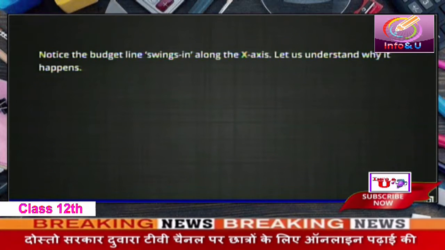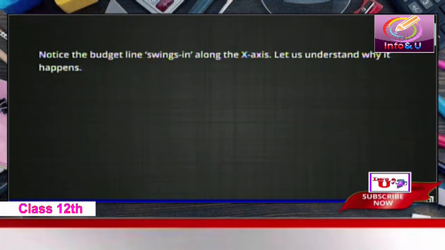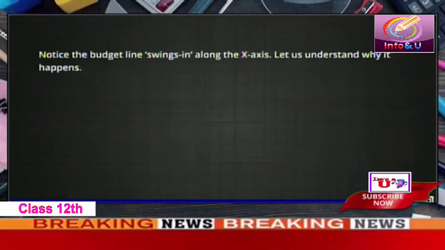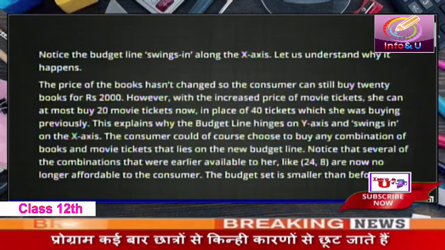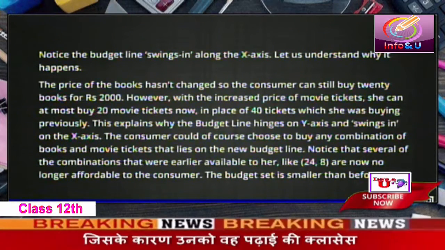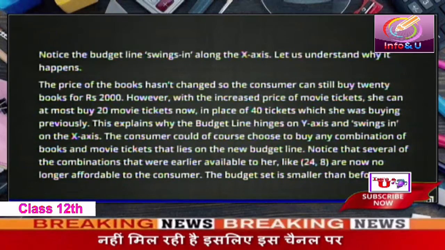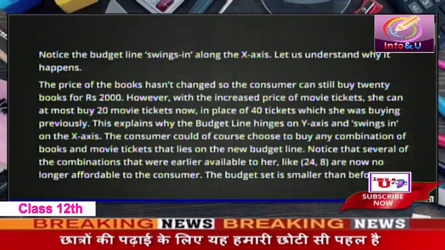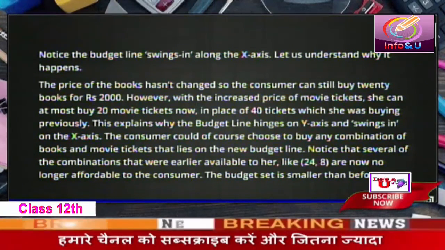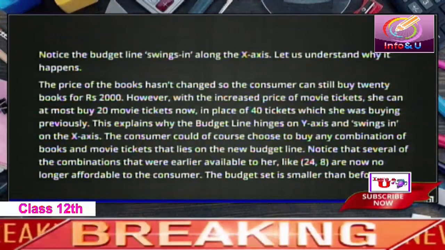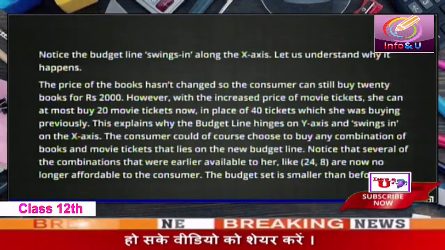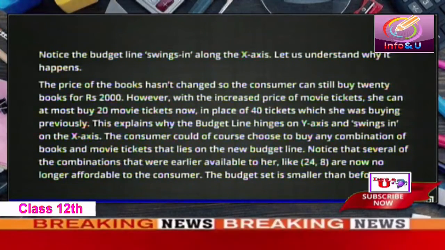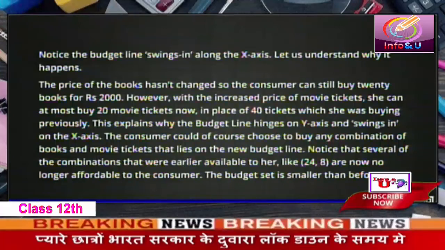Notice the budget line swings in along the x-axis. Let us understand why this happens. The price of books hasn't changed, so the consumer will still buy 20 books for rupees 2000. However, with the increased price of movie tickets, she can at most buy 20 movie tickets now in place of the 40 which she was buying previously. This explains why the budget line hinges on the y-axis and swings in on the x-axis.